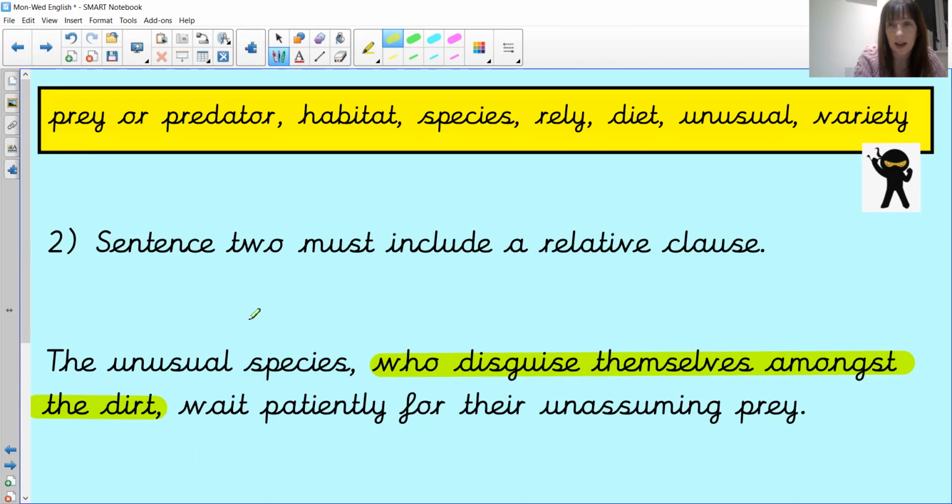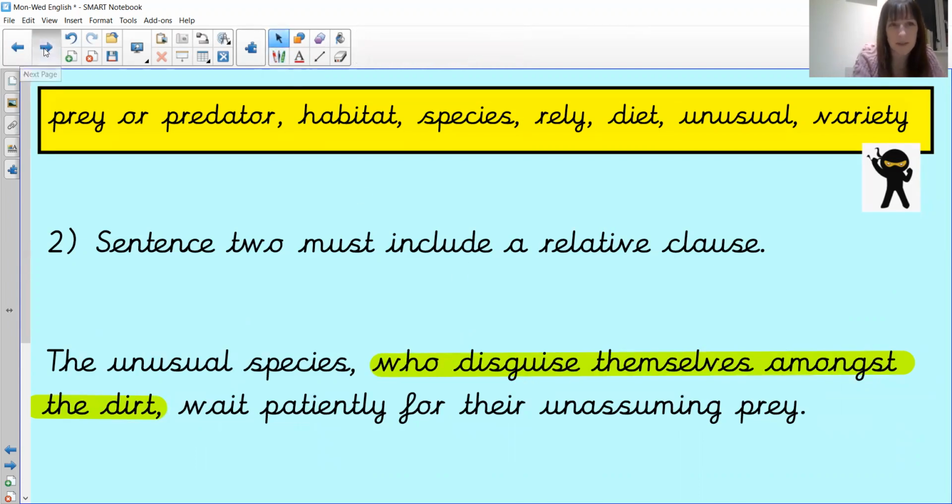All right, so have a go at writing your next sentence with a relative clause. If you're really struggling with it, use mine, change some of the words to fit your creature. Okay, so pause here and write sentence number 2.